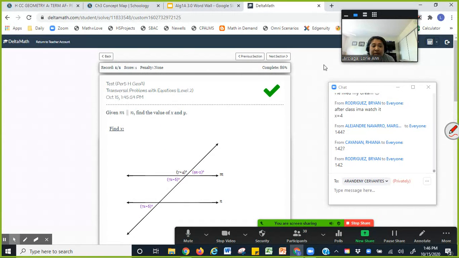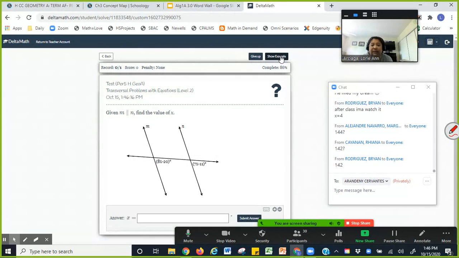Okay, let's keep going. We're 86% done. Ooh, interesting. Now your parallel lines are vertical. Okay, but what kind of angles do they form? These two are, oh, darn, I haven't checked the attendance. Hang on. Okay, these two are what? Corresponding angles, right?